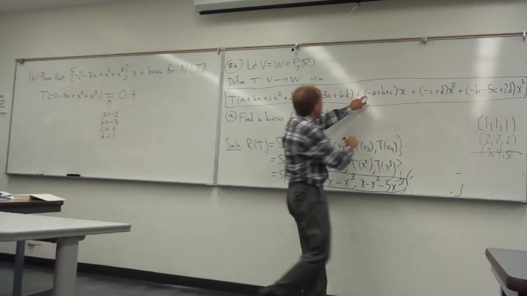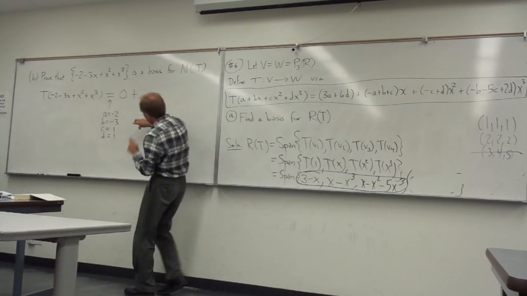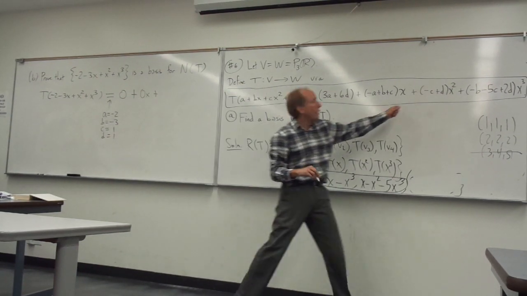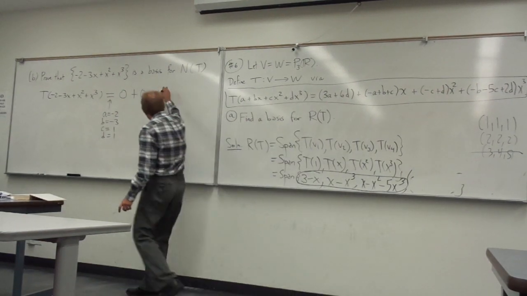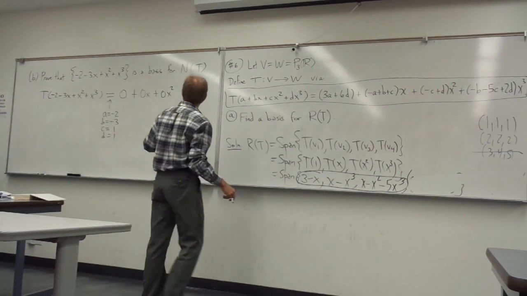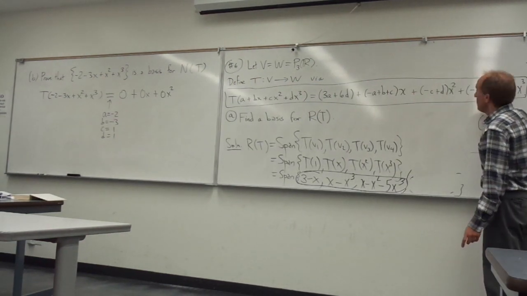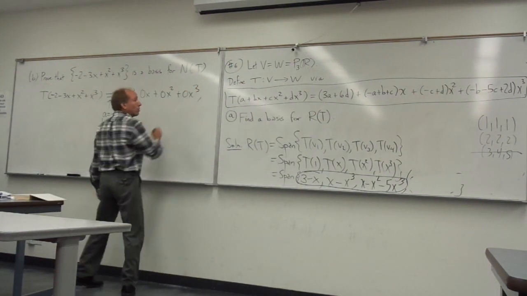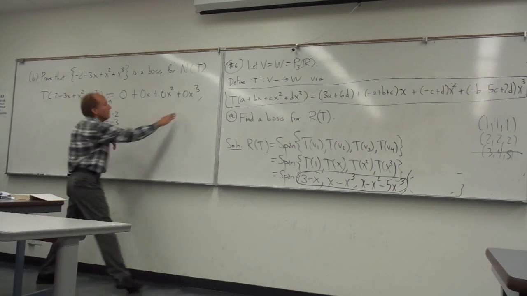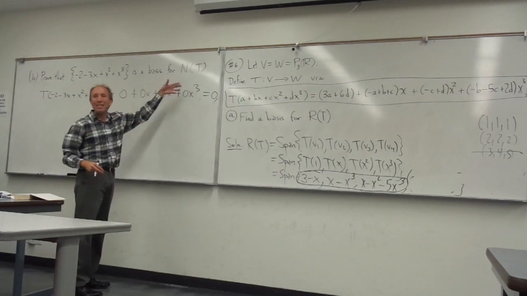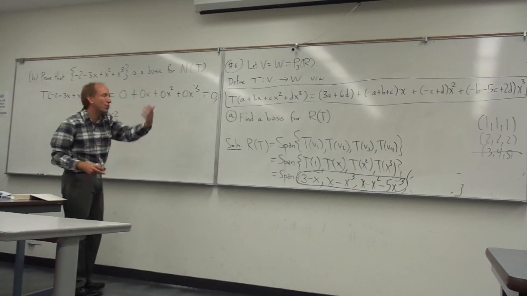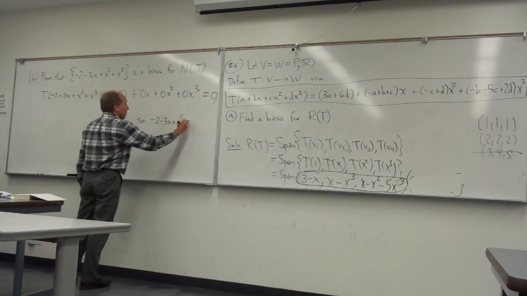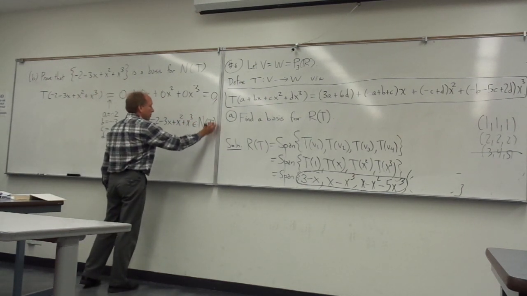plus -a plus b plus c, that's 2 minus 3 plus 1, that's also 0, right? And you just keep going like that. -c plus d, that's 0. And finally, -b, which would be 3 minus 5 plus 2, that's also 0. Okay, great. So this is the 0 vector. And that's what N of T is, right? It's those vectors that get transformed to 0. So we can say that -2 minus 3x plus x squared plus x cubed is definitely in N of T.